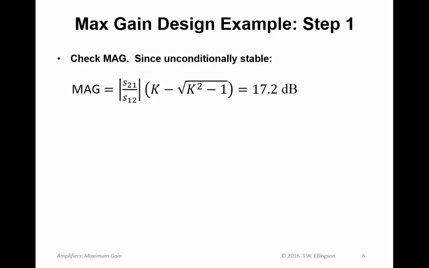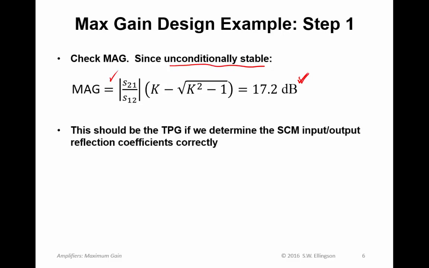So continuing, we might as well check the maximum available gain, the MAG. And since this is unconditionally stable, we can use this expression for MAG. We've already computed K, and we've got the S parameters. We find that the MAG is 17.2 dB. And this should be the TPG if we determine the simultaneous conjugate matching input and output reflection coefficients correctly. So this gives us a valuable diagnostic.